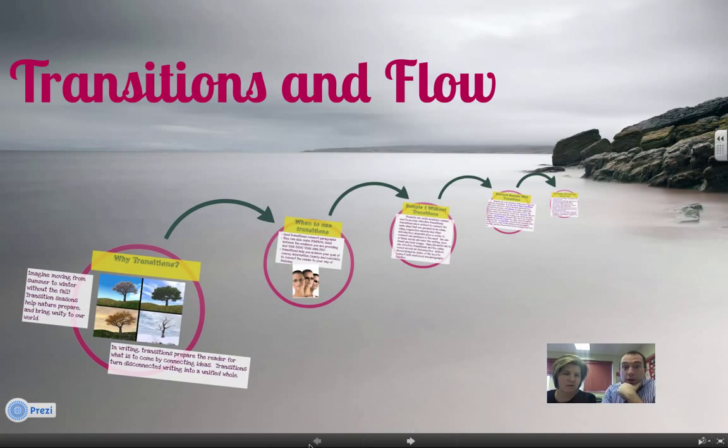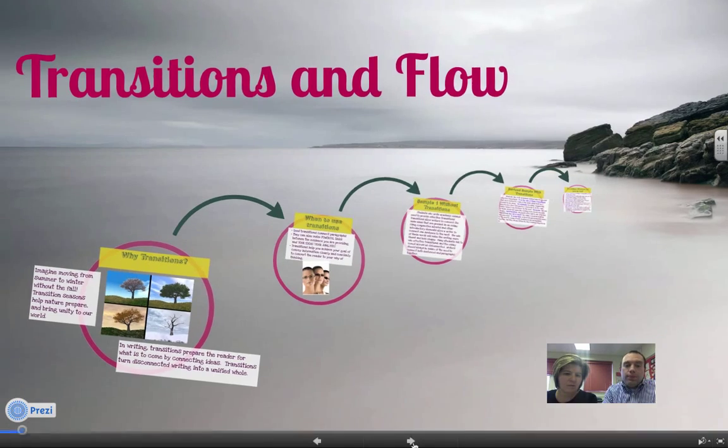Hello students and welcome to this video on transitions and flow. In this video we're going to show you how to achieve mastery on this part of the rubric. So let's take a look at why we would use transitions.